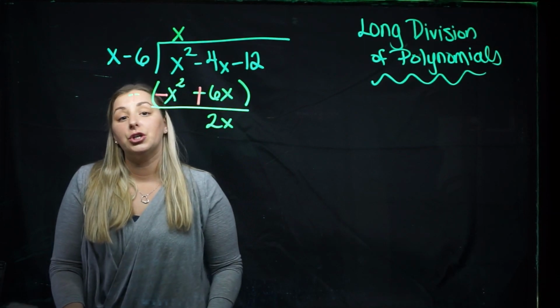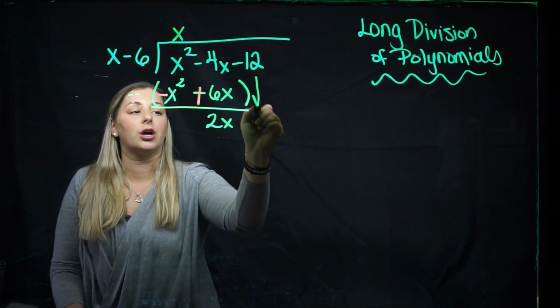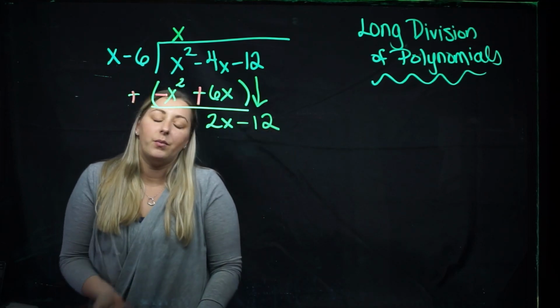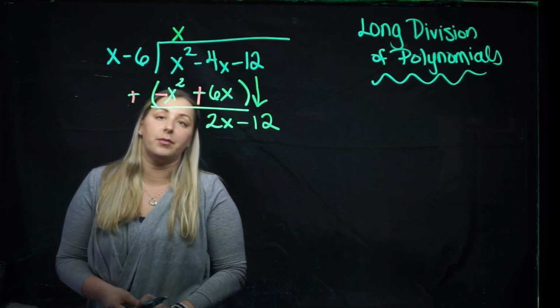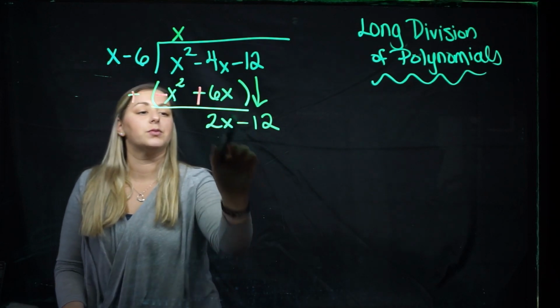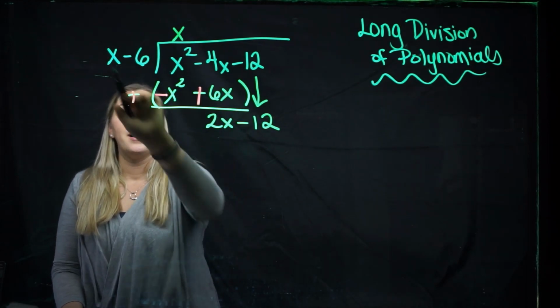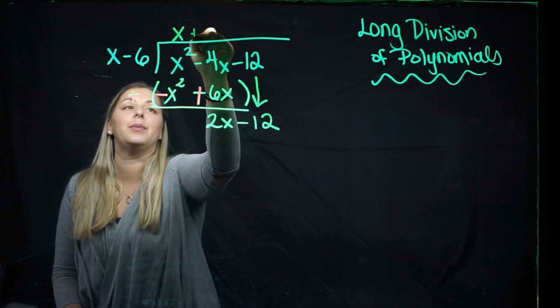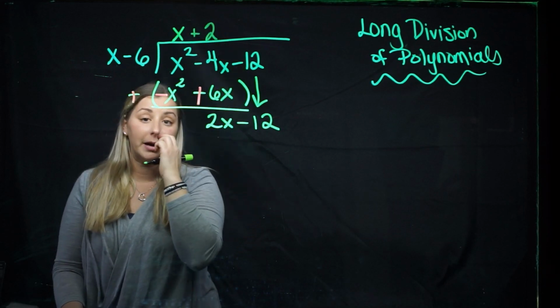So now what you want to do is bring down your next term, whatever comes next, and we have minus 12. And then we start over from the beginning. Okay, so from the beginning, x times what is 2x? X times 2 is 2x. So I'm going to place it up top, and it's a positive 2. And then we're going to back multiply.